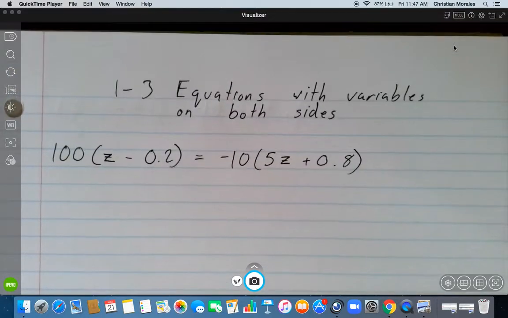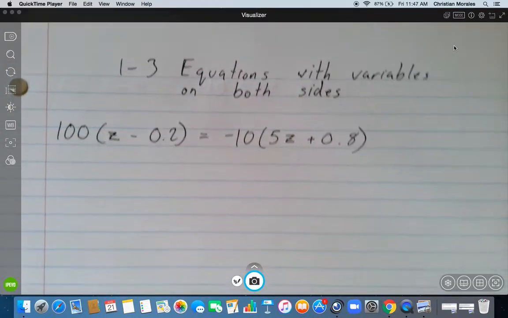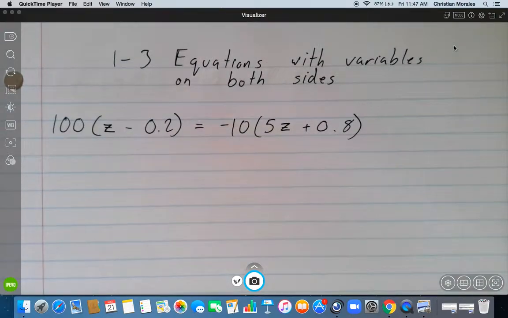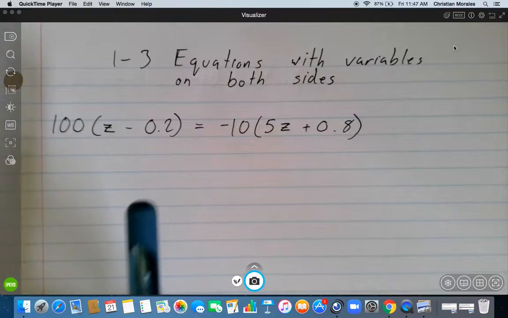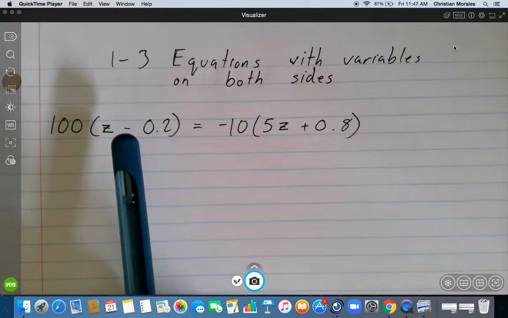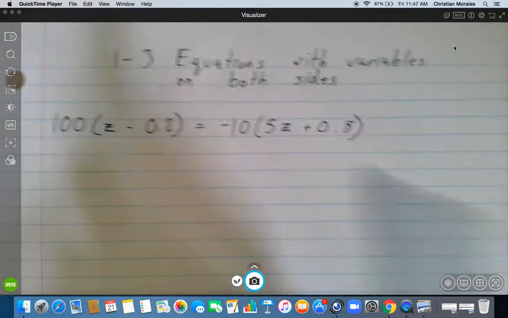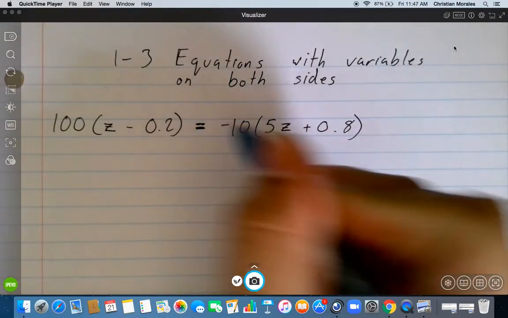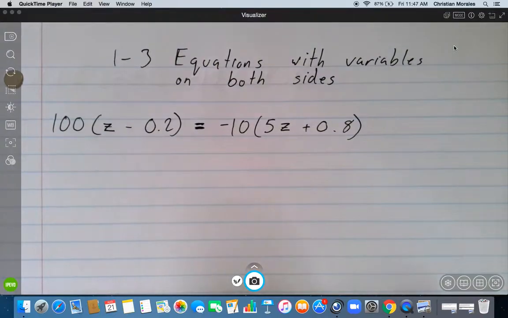1-3, solving equations with variables on both sides. All right, so let's look at this problem here. The whole thing about this lesson is what happens when you have variables on both sides of the equation. So what we're talking about is both sides of the equal sign. That's what it means. Okay?